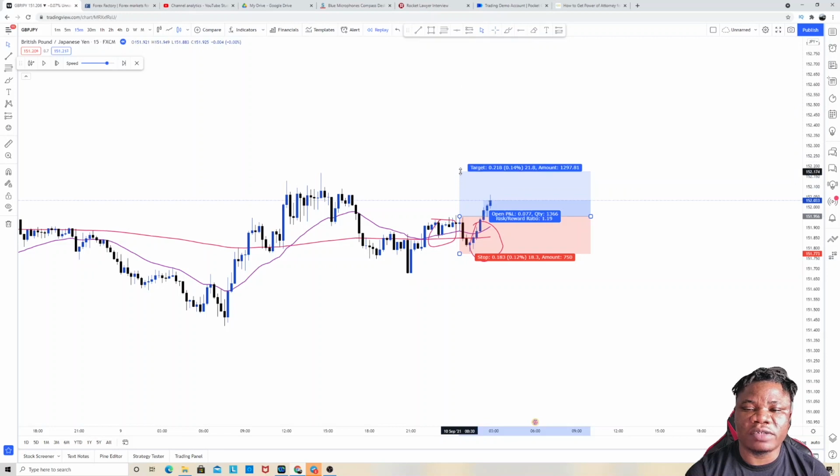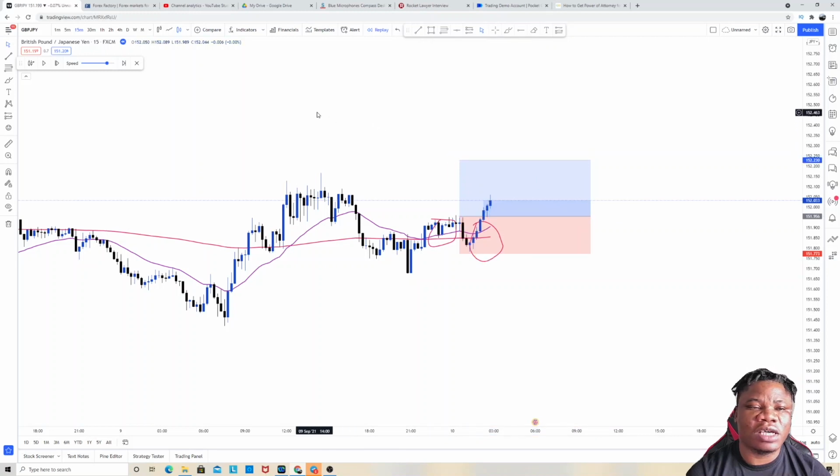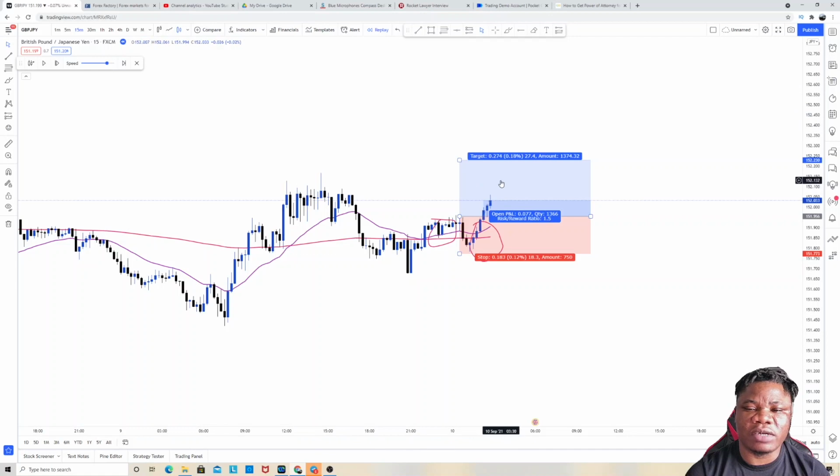target 1 to 5 risk to reward ratio. That's what I recommend for this strategy. Once we have our target, now let's take a look and see how this trade actually played out.